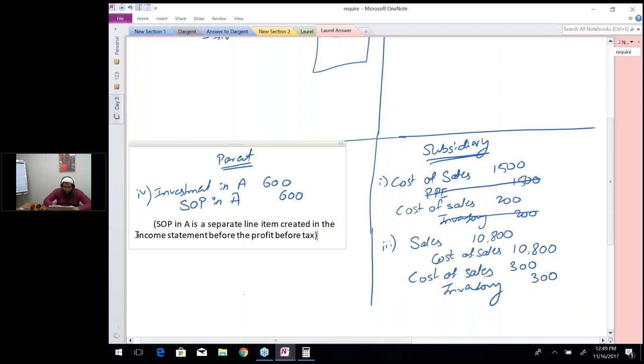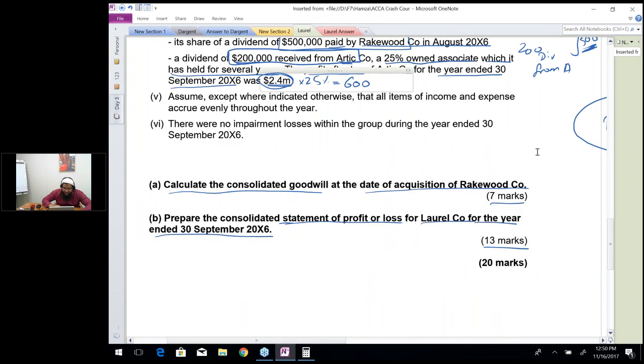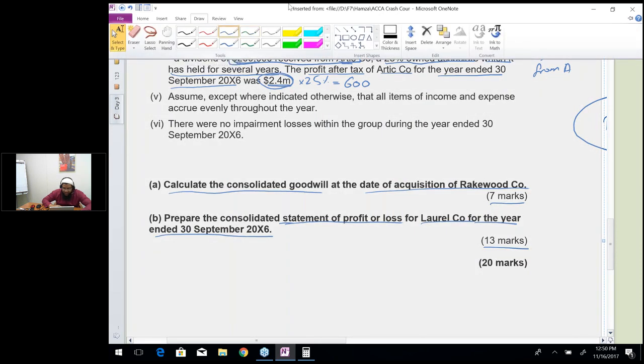So when we are writing profit before tax, we are going to write the share of profit in associate before that. It is a separate line, a new line. When I prepare the income statement, you will understand this even better. So just wait for a while to understand this. And now let's quickly complete the adjustments and then prepare the income statement.